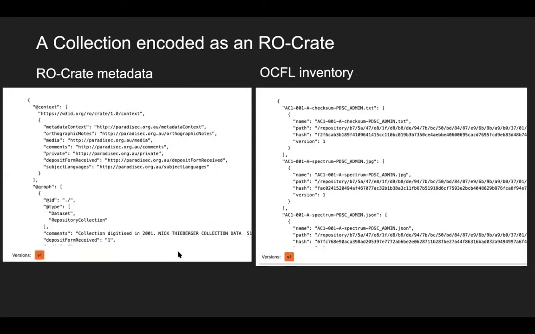So here's an example of an RO-Crate description on the left. You can see it's in JSON linked data, JSON-LD, easily read, and there are many people who know how to work with JSON. And on the right is an example of the OCFL inventory, which has checksums that allow you to do quality assurance and integrity checking of the files.